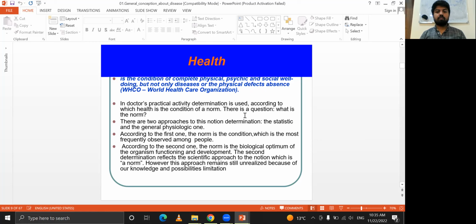There are two approaches to determining the notion: the statistical and the general physiological one. According to the first, the norm is the condition most frequently observed among people. According to the second, the norm is the biological optimum of the organism's functioning and development. The second determination reflects the scientific approach to the notion of the norm. However, this approach remains unrealized because of limitations of our knowledge and possibilities. This is the state of health according to the World Health Organization.